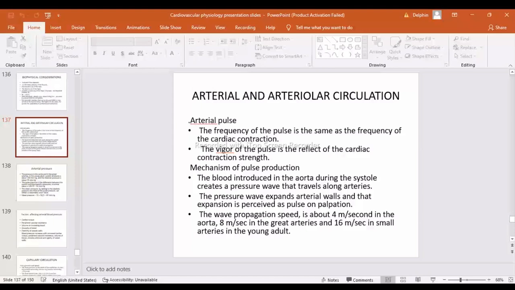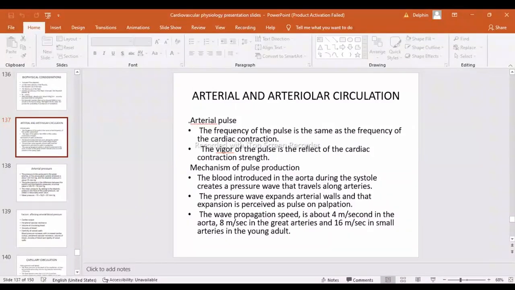When we check, for instance, this pulse, it is not the blood pumped by the heart which reaches this zone. But remember, it is not the quantity of blood, it is a wave. And this wave expands the arterial wall, and that expansion is perceived as a pulse on palpation. You can check this pulse at the level of an artery, even at a long distance.